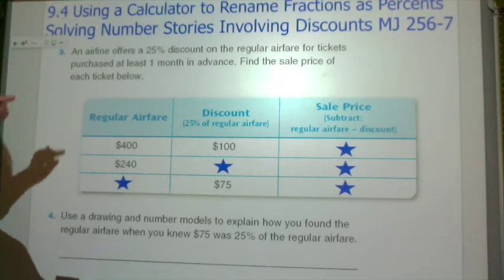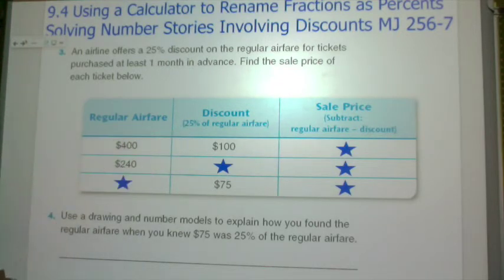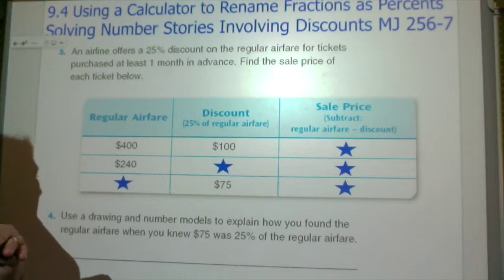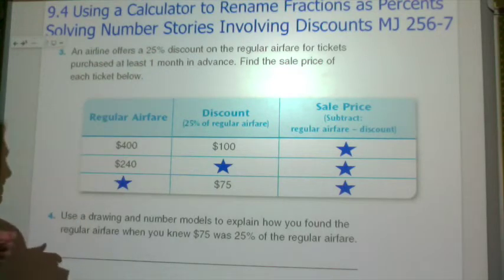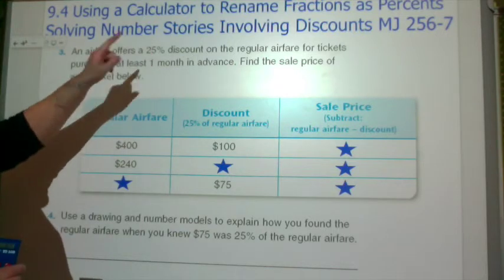This time, number 3. Ooh, we get 25% off. This time, an airline offers a 25% discount on the regular fare for tickets purchased at least 1 month in advance. Find the sale price of each ticket below. So now this one's a little trickier. 25%, I always think of 4. There's 4 quarters in a dollar, there's 4 quarters in a football game. So 25, I automatically think of 4. I need 4 25%s to get to 100%.